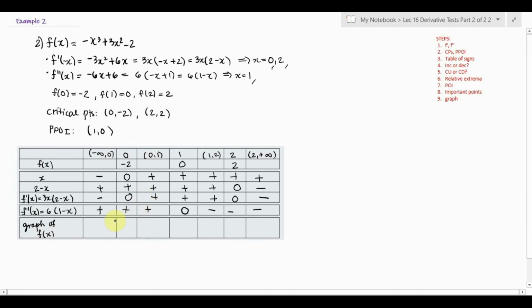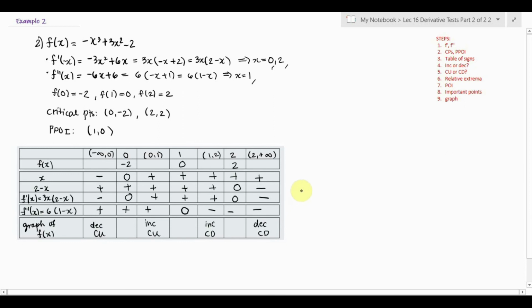Pwede na natin pagsabayin yung steps 4 and 5. Okay, for negative infinity to 0, you have negative f prime and a positive f double prime. So you have a decreasing concave up graph. Okay? Here, positive, positive. So you have an increasing concave up. Positive, negative. So you have increasing concave down. And lastly, both negative. So you have a decreasing concave down.